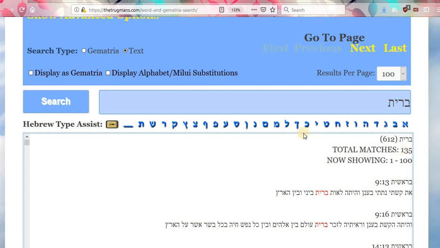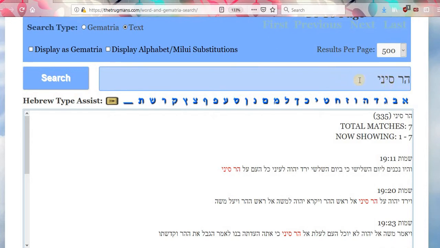In this program, we'll find how many times and where any word exists. So we see the total matches, and in red it highlights where you would find them. It exists 135 times in the entire Hebrew Bible. But this program also finds number values. So we see here 612. It will find every instance of 612 as one word or a combination of words that run together or as an entire verse. So this is covenant. It has the value 612.